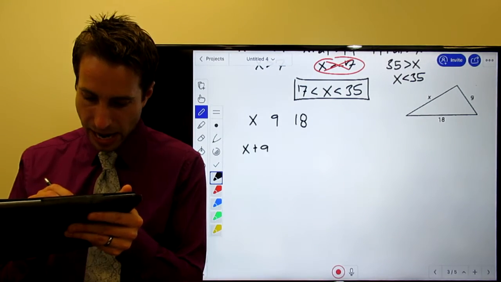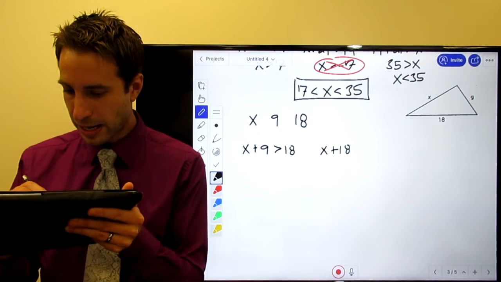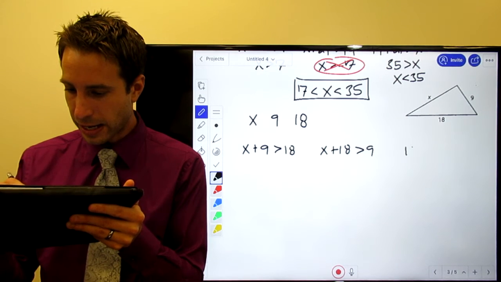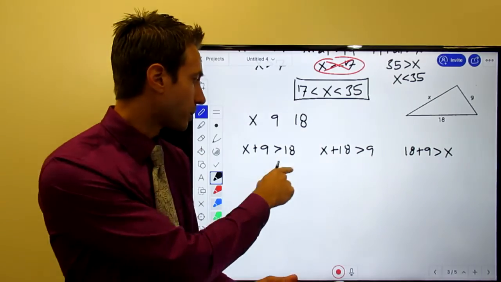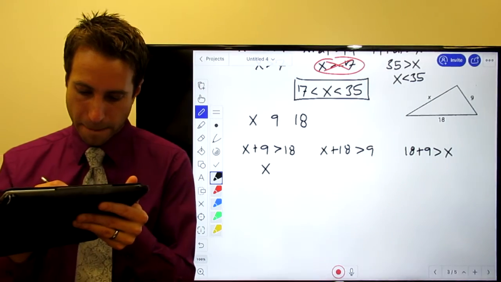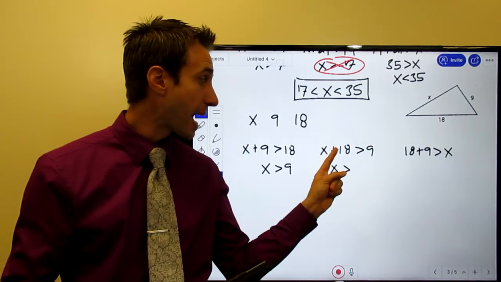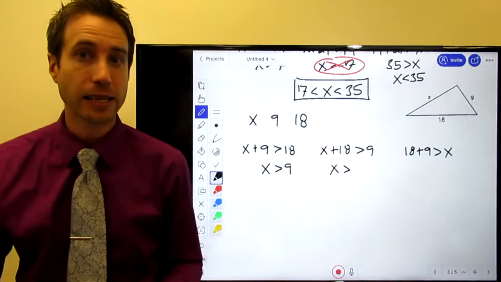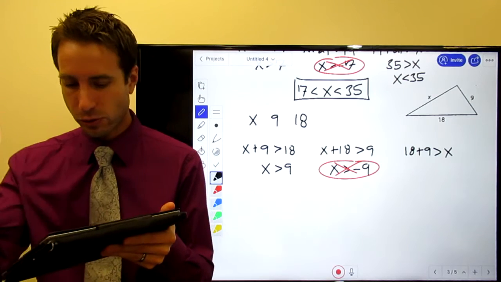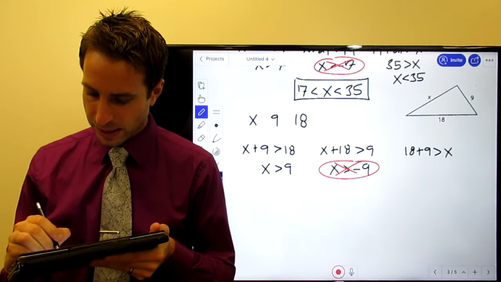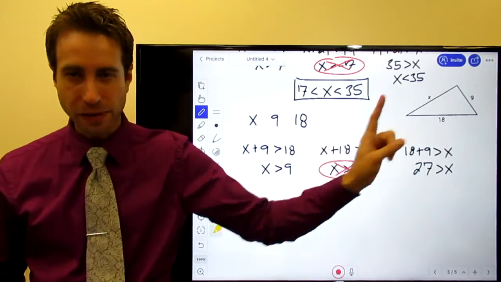x plus 9 has to be greater than 18. x plus 18 has to be greater than 9. And 18 plus 9 has to be greater than x. Start solving. Subtract 9. 18 minus 9 is 9. Subtract 18. 9 minus 18, ooh, -9, but we already know negative numbers, no bueno. Throw that one out. 18 plus 9, I get 27. Again, that x, don't want it on the right. Flip that guy over.